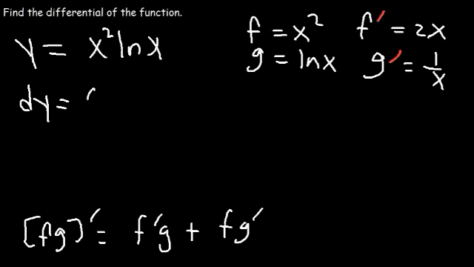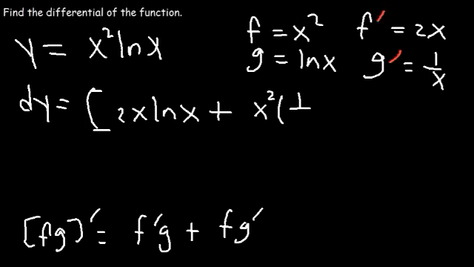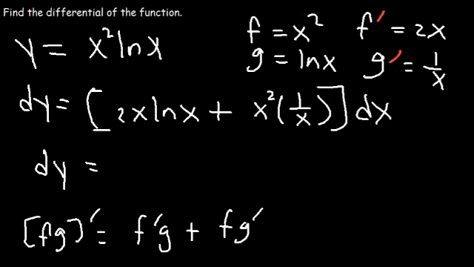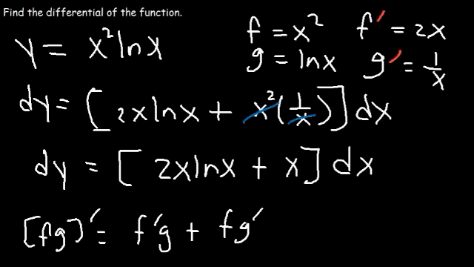So the derivative of the first part, x squared, is 2x. That's f prime times g, which is ln x, plus f, which is x squared times g prime, which is 1 over x. And then whenever you differentiate an x variable, add a dx to it. So I'm just going to put it on the outside of everything in terms of x. So then this is the answer. Now we just got to simplify it. So dy is going to be 2x ln x. We can cancel an x variable, so plus x times dx.